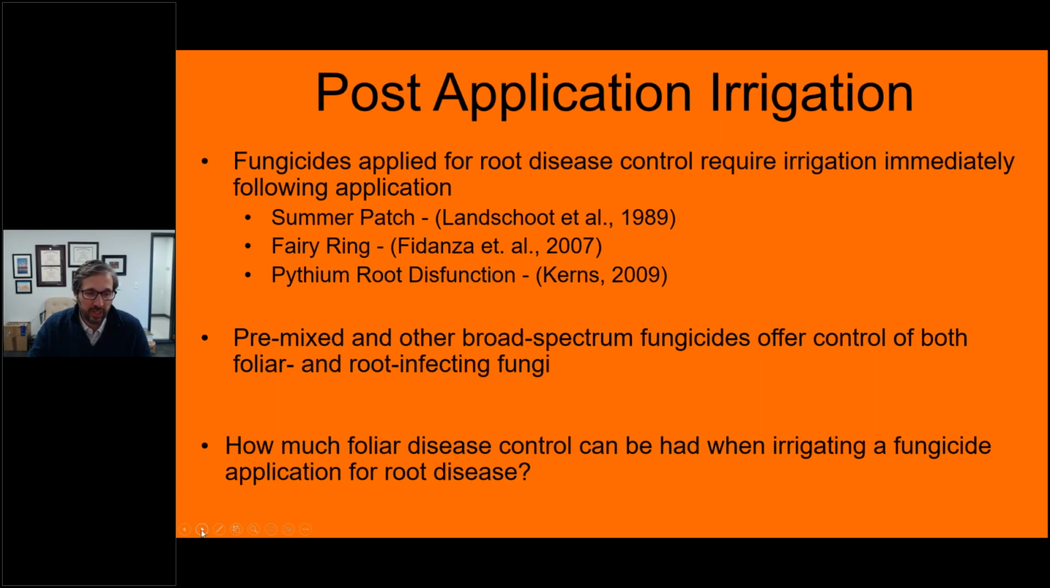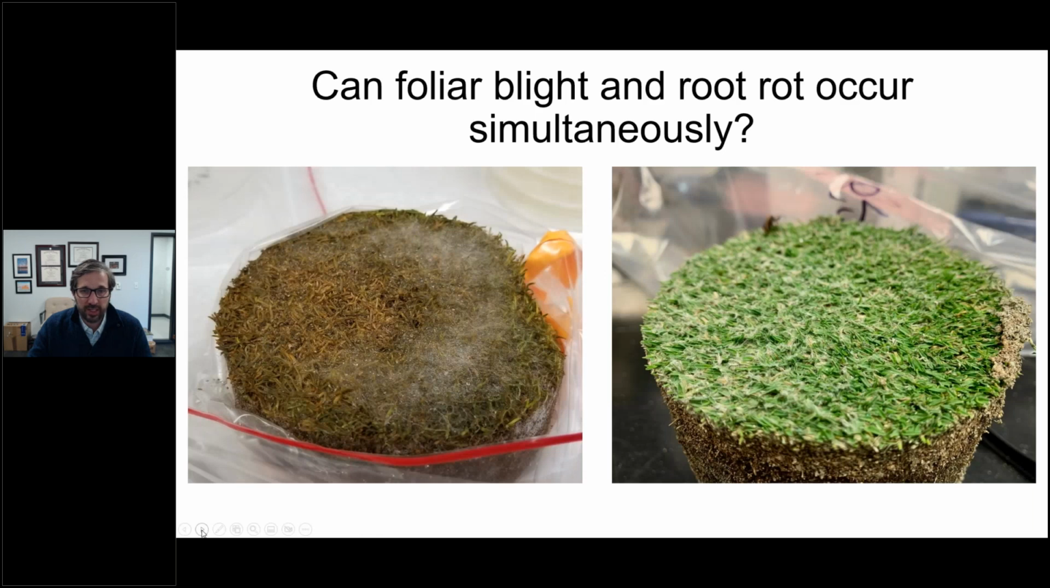We've done work looking at these compounds for post-application irrigation, and we have issues where we see foliar diseases occurring where we also have root diseases. So, just thinking about a little bit of a case study here, can foliar blight and root rot occur simultaneously? And I want to provide an example.